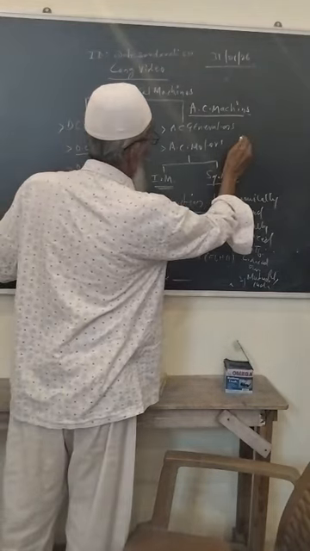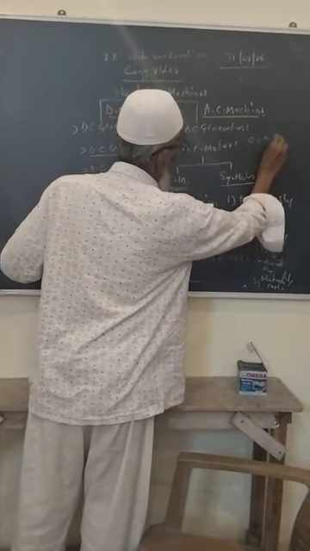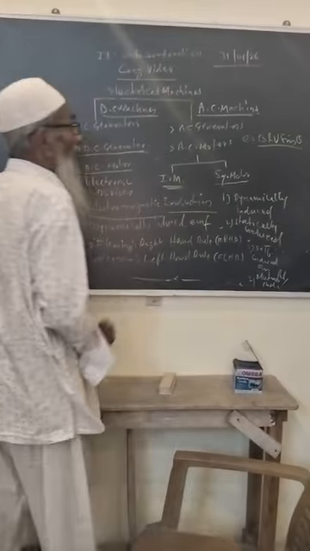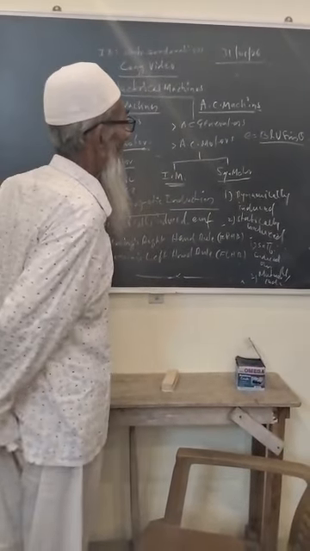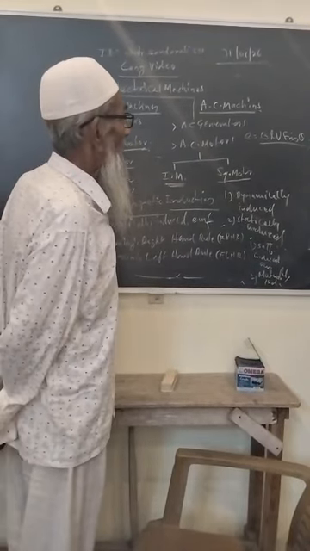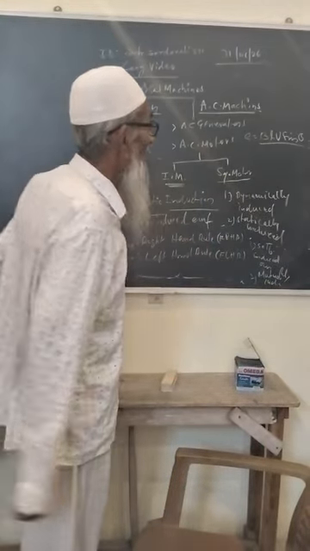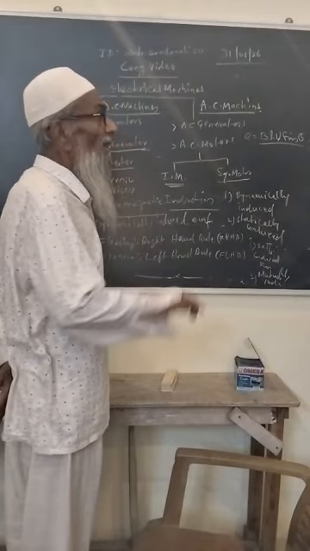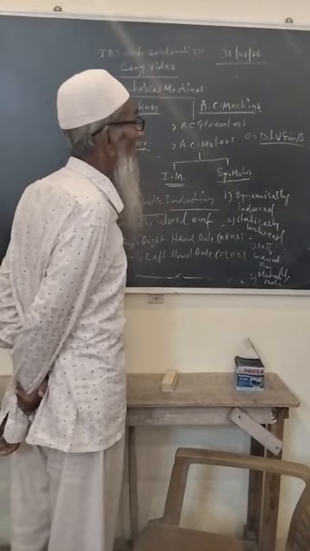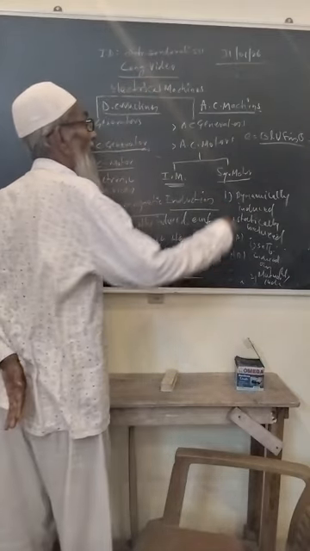So, the dynamically induced EMF is given by B L V sin theta, where B is the flux density in Weber per meter square, or its actual unit is Tesla, because the scientist Tesla determined the magnetic flux density, so it is named after him. L is the length of the conductor moving in the magnetic field, taken in meters. V is the velocity or speed of the conductor, the rate at which it moves in the magnetic field. Theta is the angle between the conductor and the magnetic field.